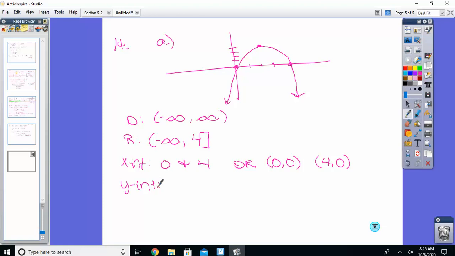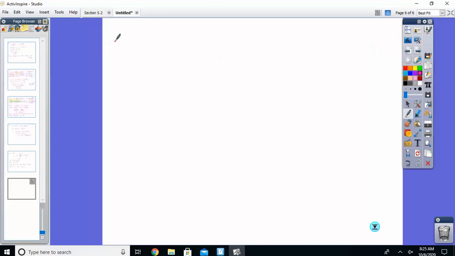Y-intercept is where you hit the y-axis. We only touch the y-axis at one point, right here at 0. Or you could write that as (0, 0), if you preferred. B.